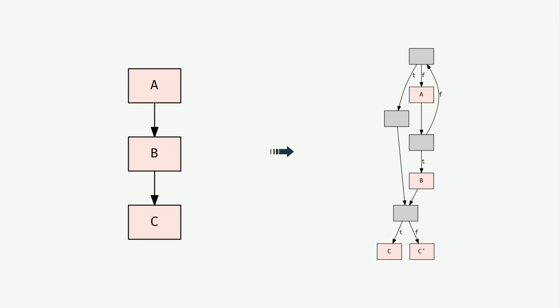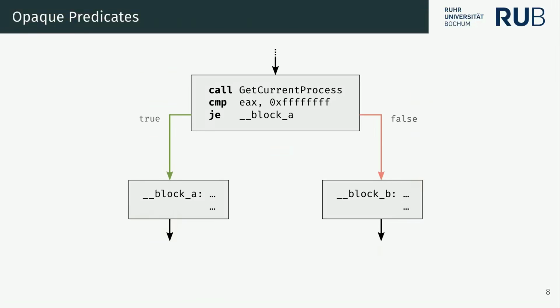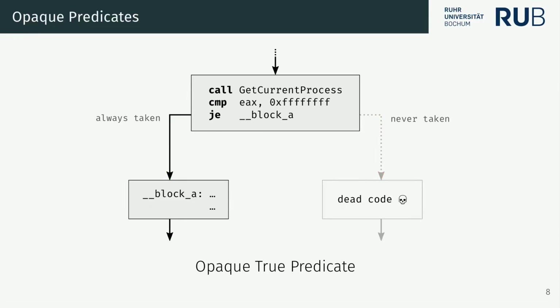Let's zoom in on one of those predicates. Okay, so we got a bit of code, we got a true branch and a false branch, both branching to a different basic block. So if we're just looking at this, we might come to the conclusion, okay, we don't know which branch is going to be taken, right? However, it turns out that this is what we call an opaque true predicate. So in this case, the true branch is always taken, irregardless of the behavior here in the predicate.